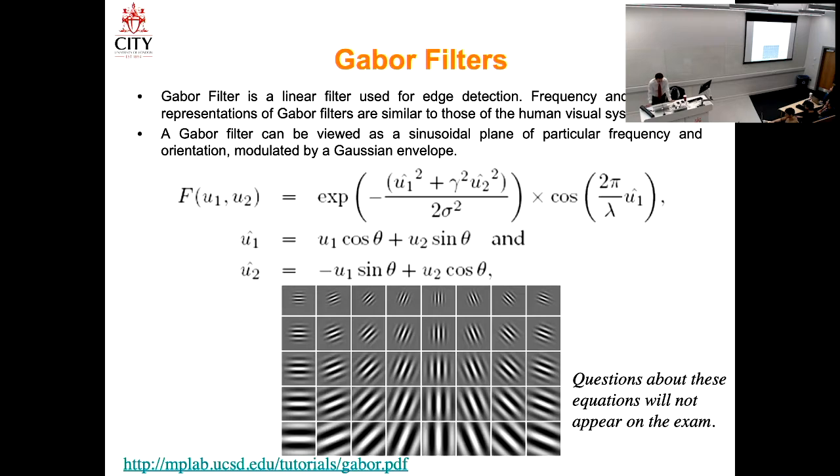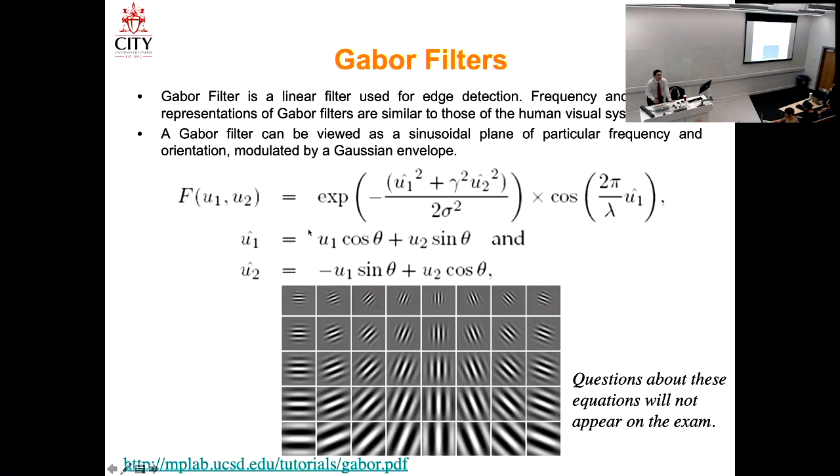As you can see, they have this sort of sinusoidal plane of a particular frequency and orientation, modulated by a Gaussian envelope. You don't need to know this equation. I'm just putting some examples here. There is a toolbox in MATLAB, or in this one you can just go through more details if you like. But generally, Gabor filters look something like this.